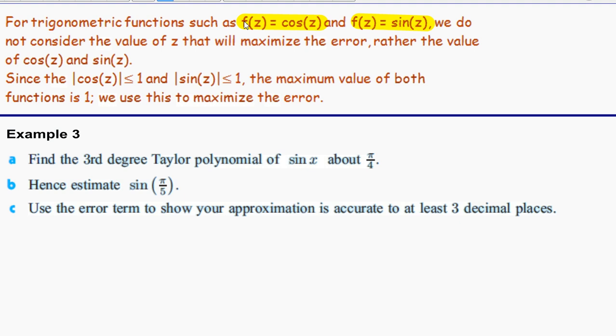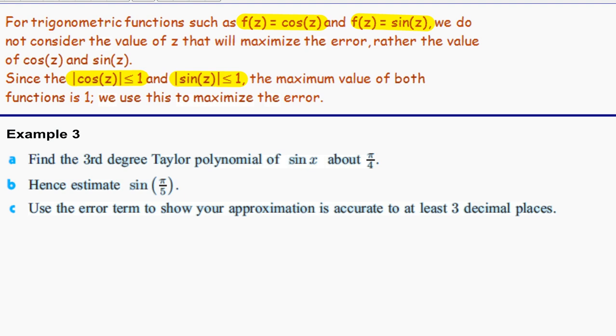Now we know that the absolute value of cos z is less than or equal to 1, and the same thing, the absolute value of sine z is less than or equal to 1. So if we want to find the maximum error, remember the error term is used to approximate the error, then we use 1 for both of these functions. I'll explain that when I'll be solving through this question.